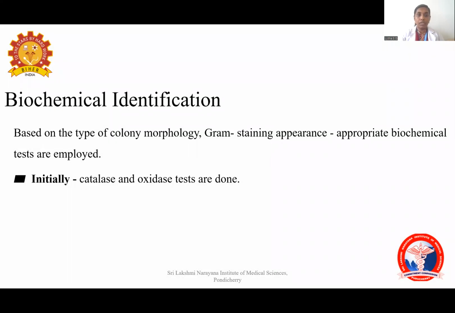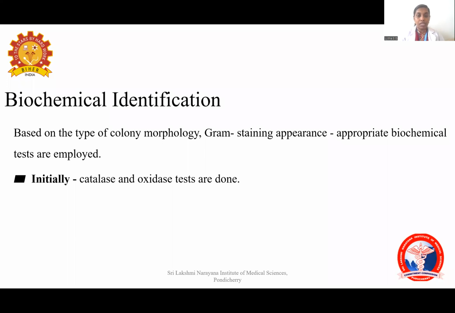So first, coming to the routine conventional biochemical identification. So it is based on the type of the colony morphology, the gram staining appearance, etc. We will decide on the biochemical test to be employed. So first we will see the morphology of the colony, and based on that we will get an idea what type of organism it is.